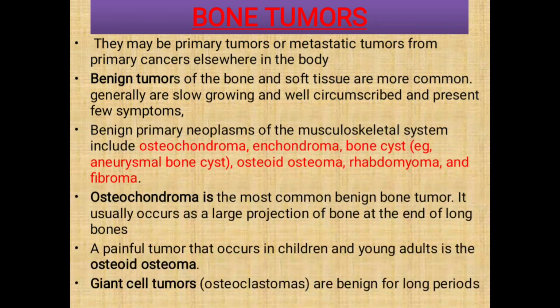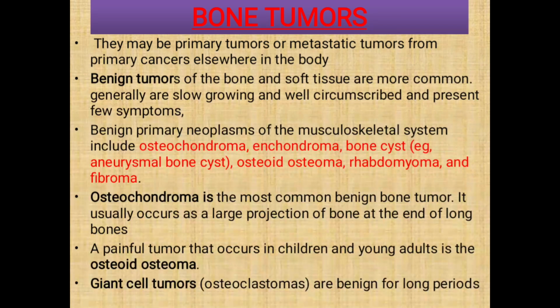Next is bone tumors. So bone tumors are primary tumors or metastatic tumors from primary cancers elsewhere in the body. Benign tumors of the bone and soft tissue are more common. So it is like a cancer where the tumor tends to cause cancer, but a benign one has not spread much, while a metastatic one has spread. So generally benign tumors are slow growing and well circumscribed and present with few symptoms.